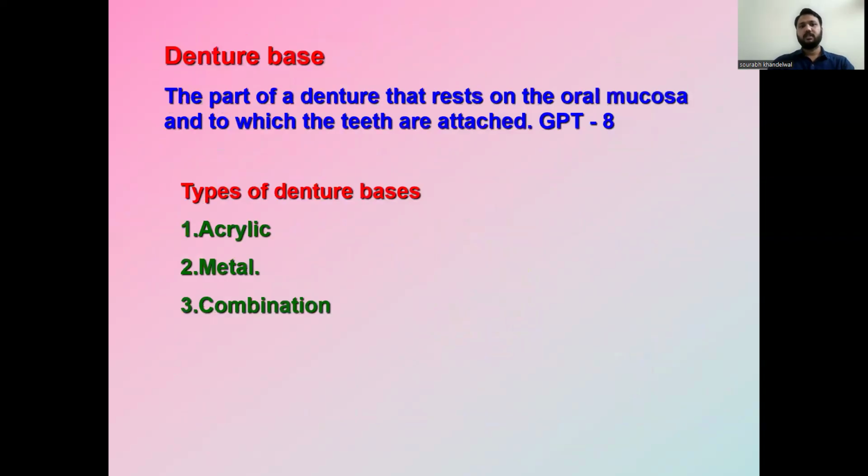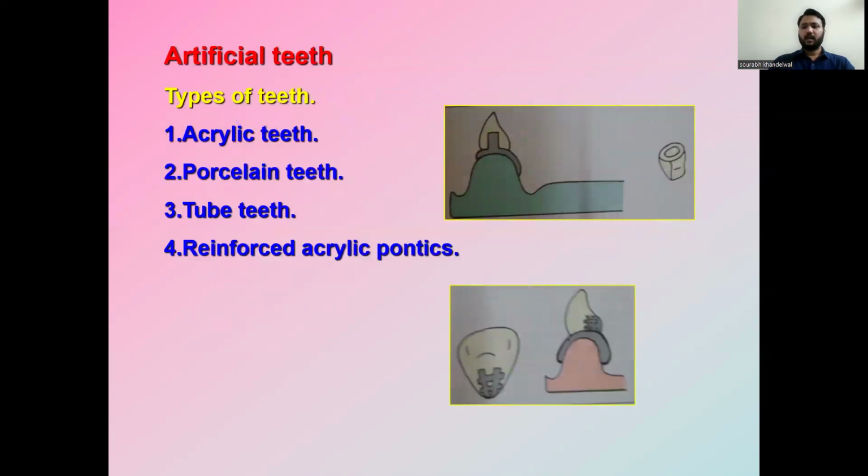Then denture base. Basically, it is the part of a denture that rests on the oral mucosa and to which the teeth are attached. Types of denture bases are first acrylic, second metal, and third combination. Then artificial teeth. Types of teeth are acrylic teeth, porcelain teeth, tube teeth, reinforced teeth.